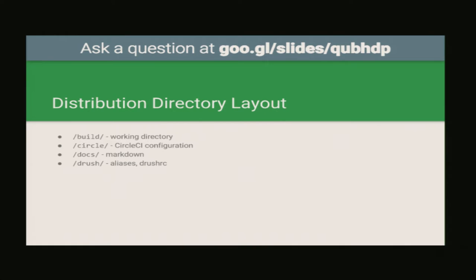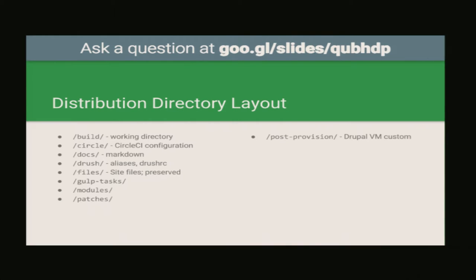Slash Drush contains the Drush aliases and a Drush RC for the project. Slash files is the site files that are reserved between builds, so you can blow away all the code, but say if you're using database snapshots that have references to particular files, those files will continue to persist between builds. Gulp tasks contains exactly what that sounds like. Slash modules is the custom modules for the project. Slash patches is pretty self-explanatory.